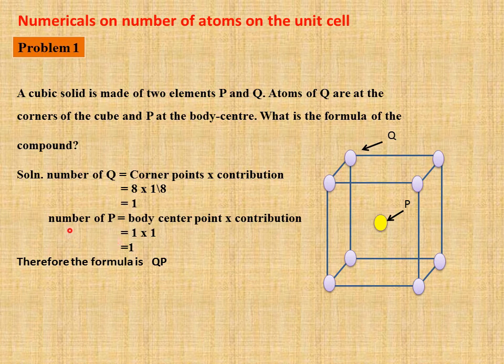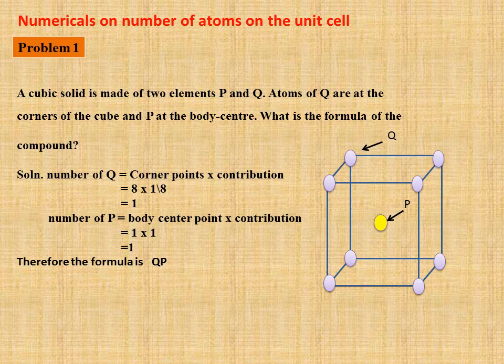1. Number of P, body center point into contribution. How many body center P is there? 1. What is its contribution? 1. So the answer is 1 into 1, which is equal to 1. So number of Q is 1, number of P is 1. You can write either Q1 P1. Since both are of same number, you delete the number and therefore the formula is QP. Isn't it easy? Such kind of numericals will be asked, dear student.